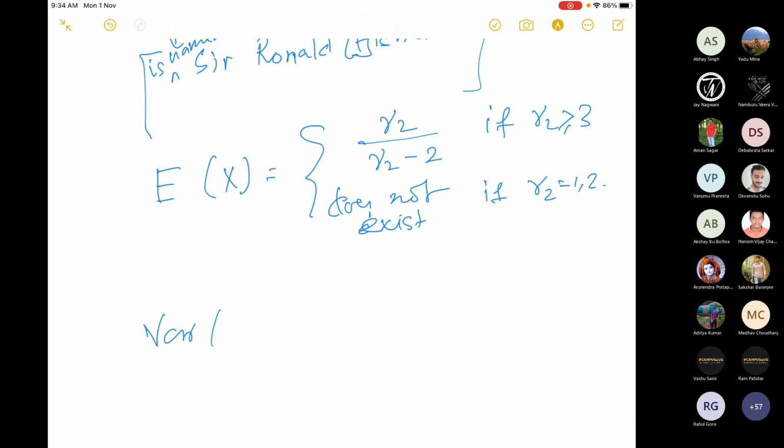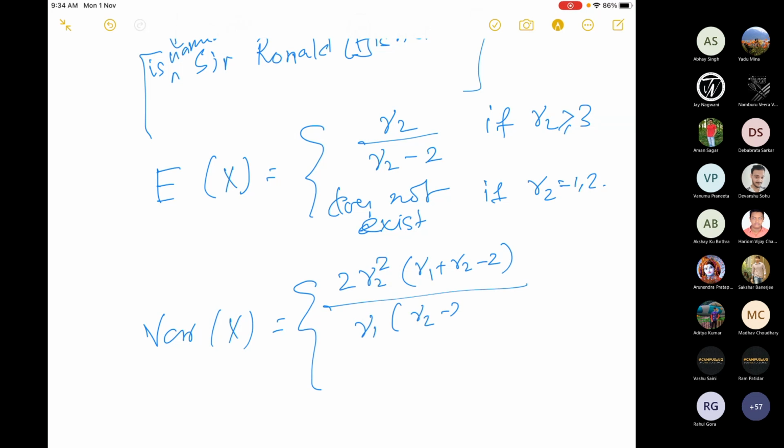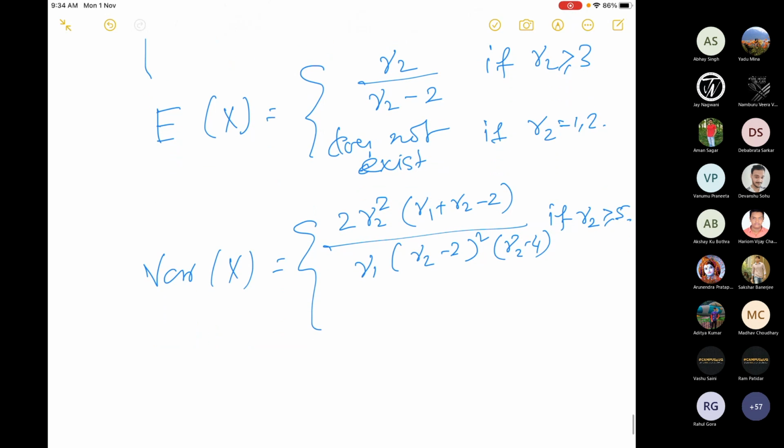And the variance of X is a little complicated formula: 2 nu 2 square times (nu 1 plus nu 2 minus 2), divided by nu 1 times (nu 2 minus 2) square times (nu 2 minus 4). This holds if nu 2 is greater than or equal to 5, whatever the value of nu 1; otherwise it does not exist. It does not exist if nu 2 is 1, 2, 3, or 4.